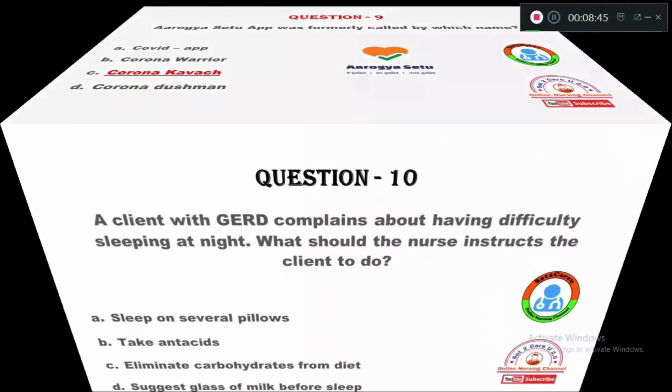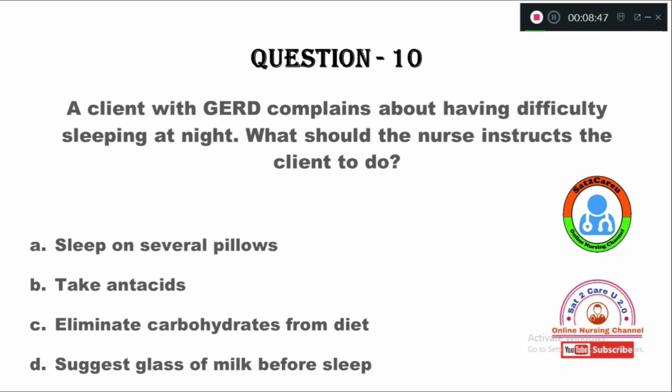Question number 10. A client with GERD complains about having difficulty in sleeping at night. What should the nurse instruct the client to do? Option A, sleep on several pillows. B, take antacids. C, eliminate carbohydrates from diet. Option D, suggest a glass of milk before sleep.